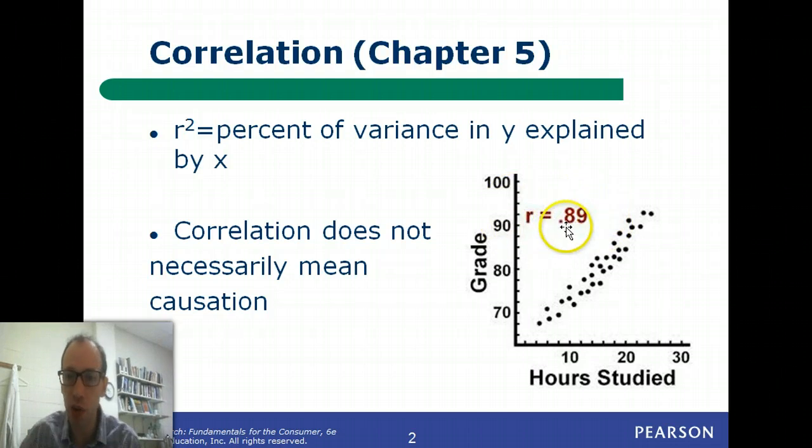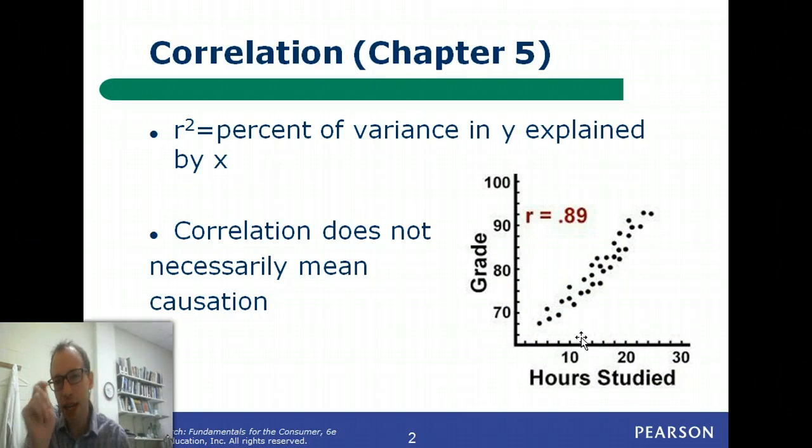So here we have a 0.89. Let's just say that's 0.9. 0.9 squared would be 0.81 or 81%. So we could say that 81% of the grade is connected to the number of hours studied. But we have to be careful not to say that 81% of the grade is caused by the hours studied. This is only variance explained. This is only a relationship between.